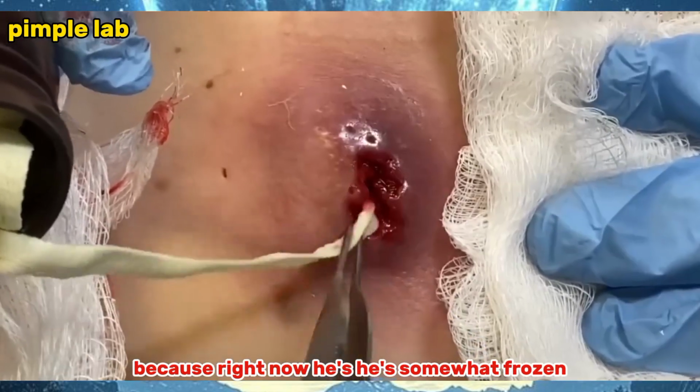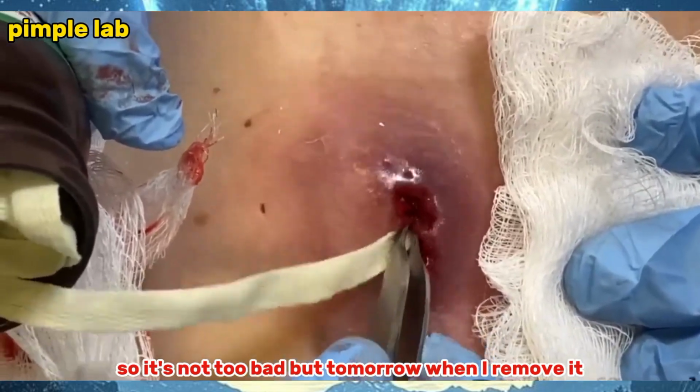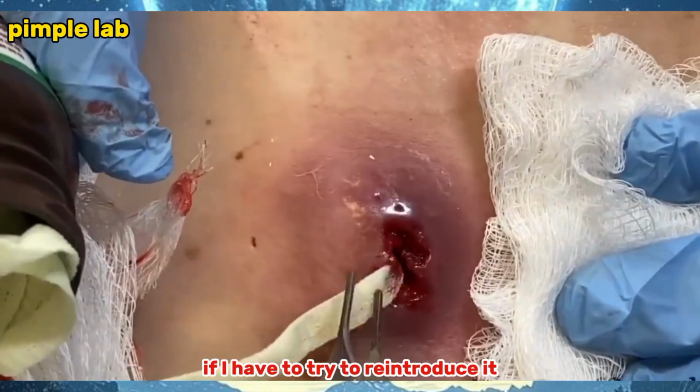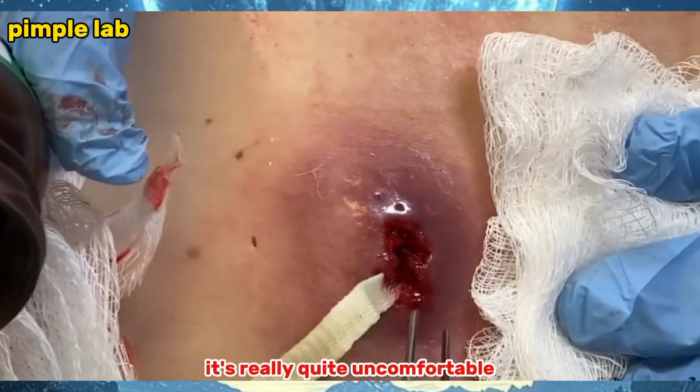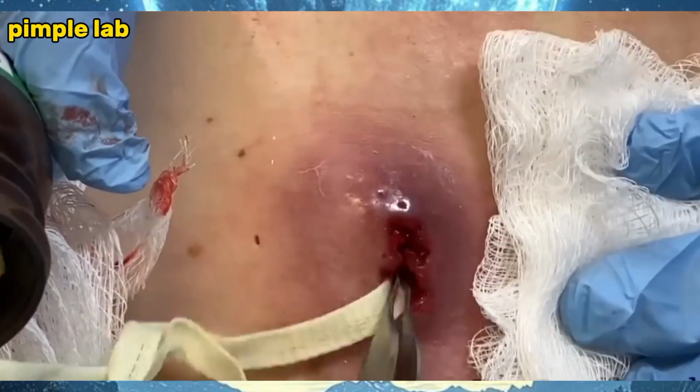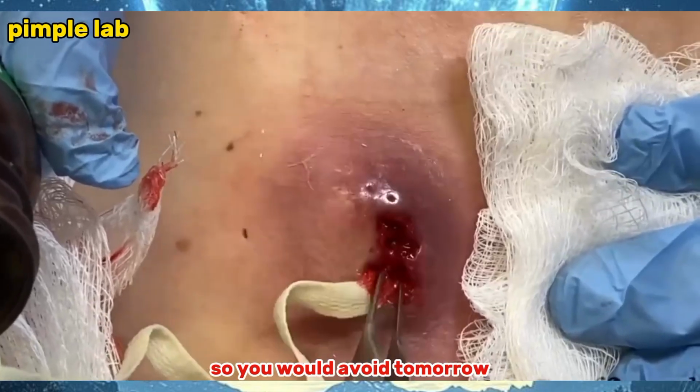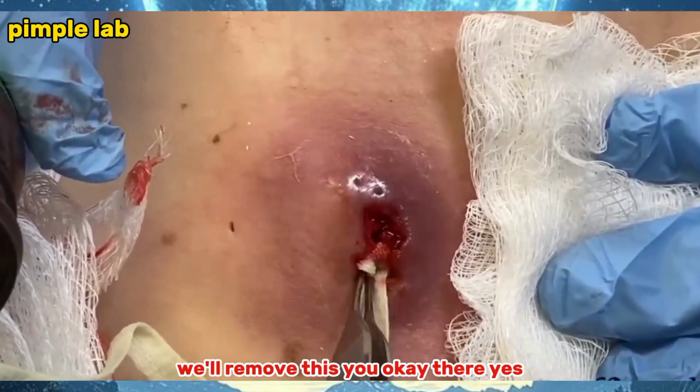Because right now he's somewhat frozen, so it's not too bad. But tomorrow when I remove it, if I was to try to reintroduce it, now he has no freezing in place and it's really quite uncomfortable. So you will remove it tomorrow? So tomorrow we'll see him back. We'll remove this. You okay there? Yes.